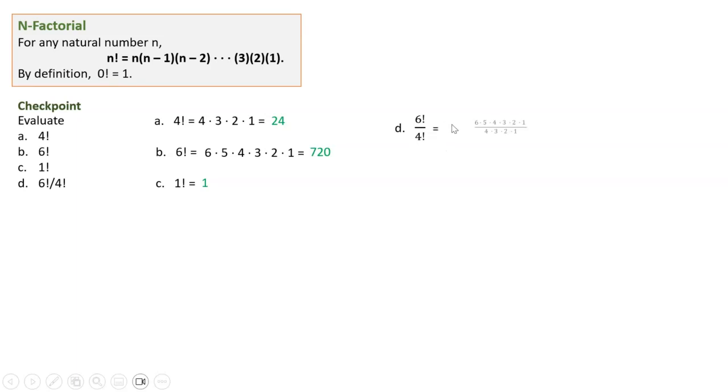Now for part D, we're doing 6 factorial divided by 4 factorial. So 6 factorial is going to give us 6 times 5 times 4 times 3 times 2 times 1. And 4 factorial will give us 4 times 3 times 2 times 1. If you notice, we can do 1 divided by 1, which is equal to 1. 2 divided by 2 will be 1, right? So all these cancel or become 1s. So we know that it's going to give us 6 times 5 divided by 1. So the answer will just be 6 times 5. The answer will be 30.